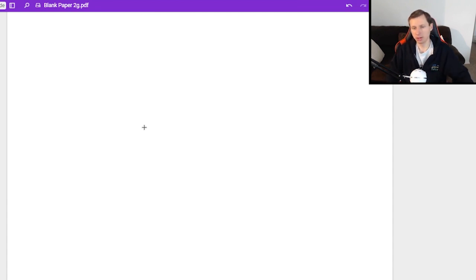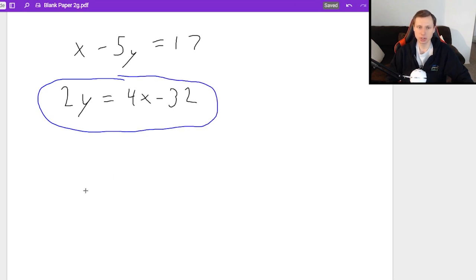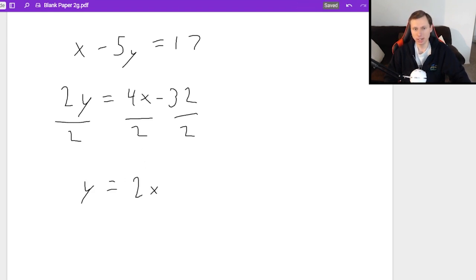Here's the next one, which will be a little bit harder. Let's say I have as the first equation x minus 5y equals 17, and for the second equation 2y equals 4x minus 32. First I need to choose which equation I want to use for the substitution, and I think it's safe to say that we want to use this one because it's already in the form of y equals. But there's one problem. I can't work with this equation because I have not y equals but 2y equals. So let's divide everything by 2. When I do that, I just have y equals 2x, and then negative 32 divided by 2 is negative 16. There, now I'm in the form that I want.